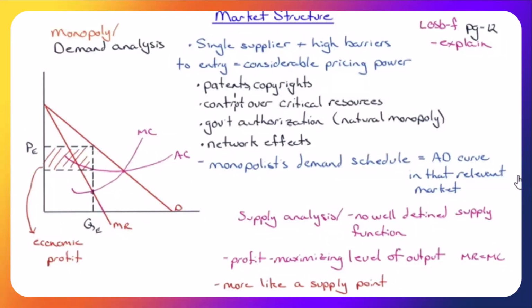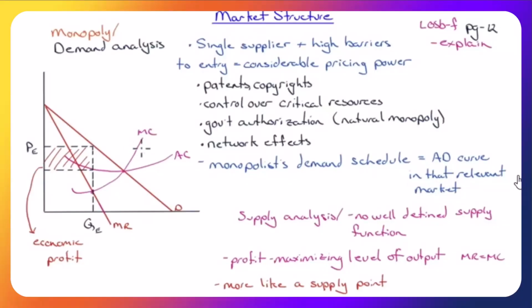How do we get that? Well, patents, copyrights, control over critical resources, government authorization, things like natural monopolies. Network effects, think of Facebook. Monopolist's demand schedule is the aggregate demand curve in that relevant market.